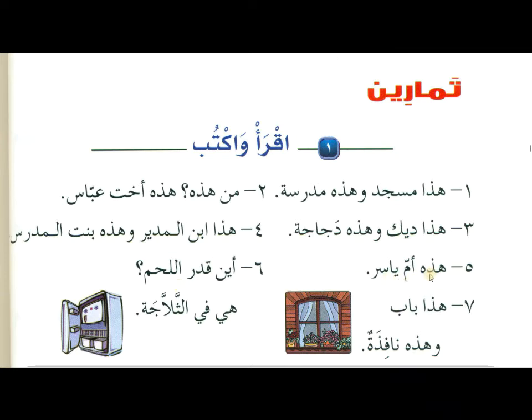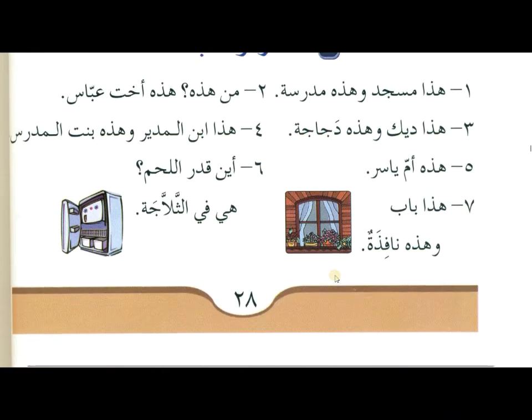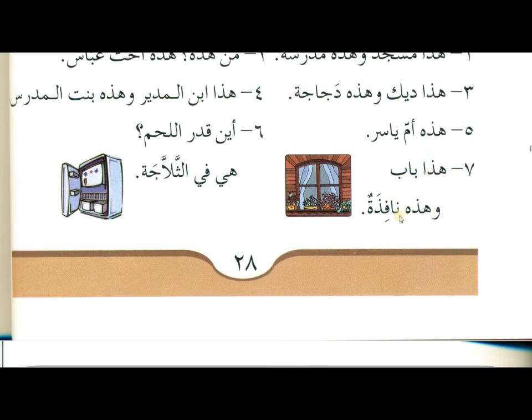Hazihi ummu Yasir. This is the mother of Yasir. Aina kidrul laham. Where is the cooking pot of laham? Where is the pot of meat? Haza babun wa hazihi nafiza. This is a door and this is a window. So remember, for masculine you will use haza and for feminine you will use hazihi. Aina kidrul lahami. Where is the pot of meat? Hiya fis salaja. It is in the refrigerator.